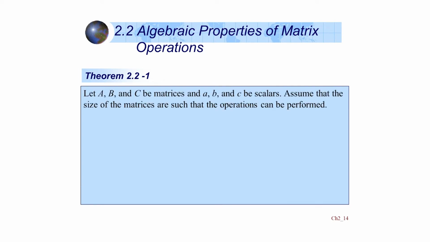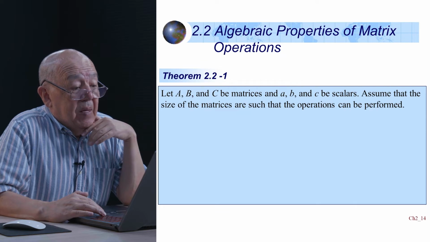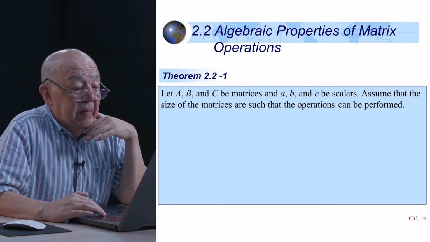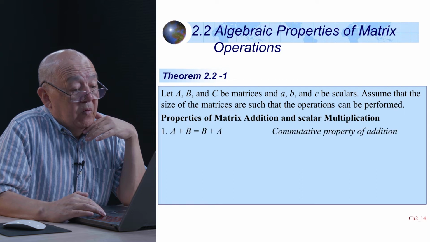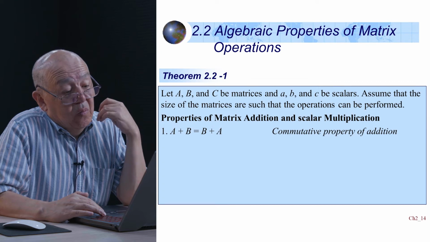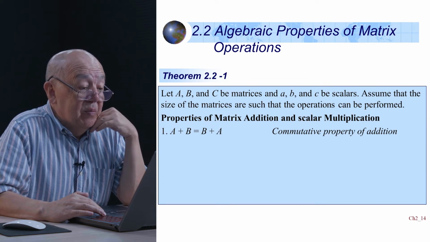So let A, B, and C be matrices, and let a, b, c be scalars, real numbers. And assume that the sizes of these matrices are good. The following operations can be performed. For example, A plus B, so first property, the commutative property of addition: A plus B is B plus A.